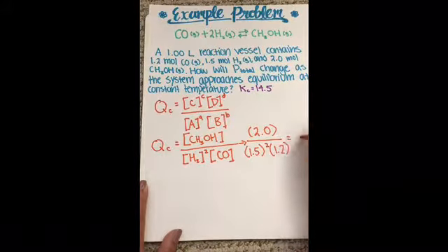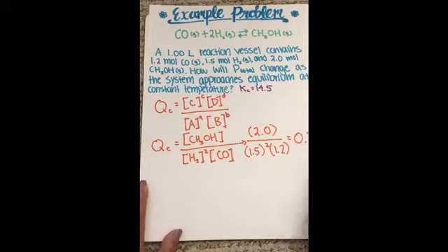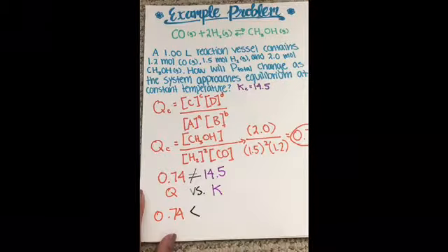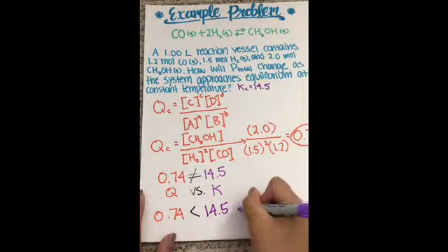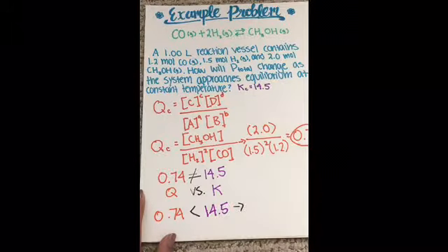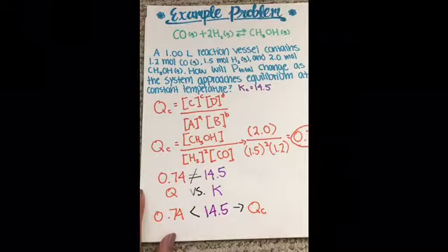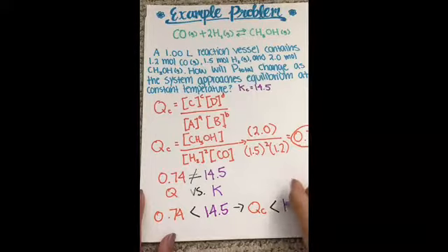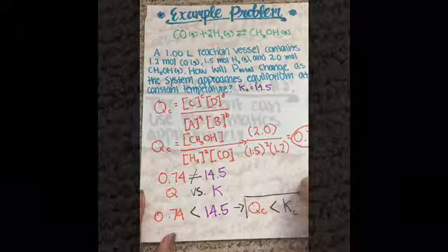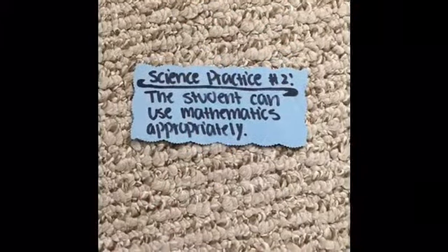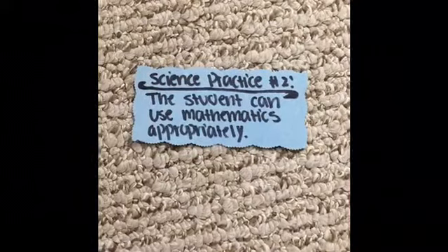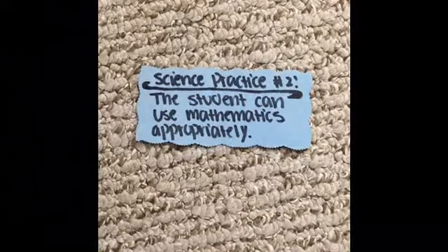Now that we know that Q equals 0.74 and K equals 14.5, we know that they are not equal to each other, so the reaction is not at equilibrium. Instead, because 0.74 is less than 14.5, we know that Q is less than K. When solving this problem, we are using science practice number 2. The student can use mathematics appropriately.